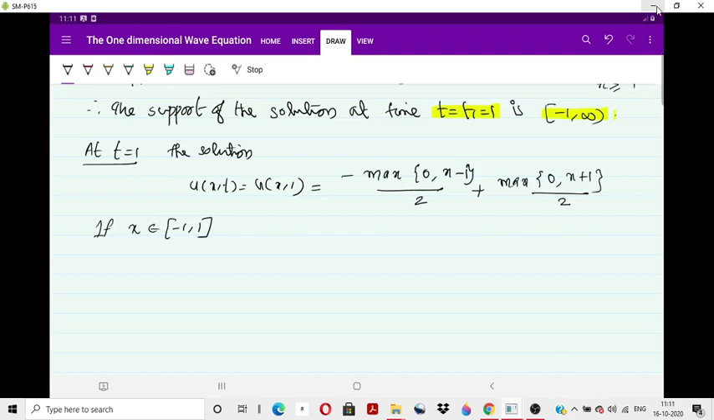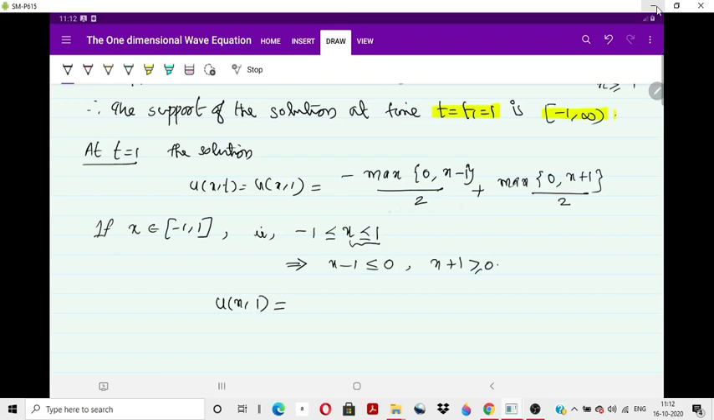if x belongs to the closed interval minus 1 to 1, that means in the intersection of the support of both forward and backward wave, if x is in this interval, the solution at t equal to 1 is given by, x in minus 1 to 1 means minus 1 less than or equal to x less than or equal to 1. So this implies x minus 1 is less than or equal to 0 considering the right inequality, and considering the left inequality we have x plus 1 also greater than or equal to 0. So if x is in this intersecting interval, x minus 1 will be less than or equal to 0. Now first consider u at x comma 1.